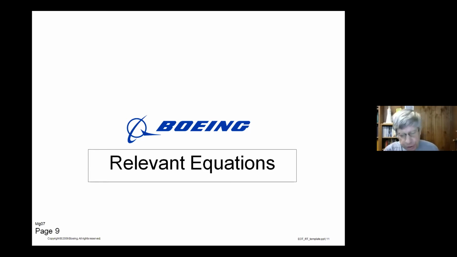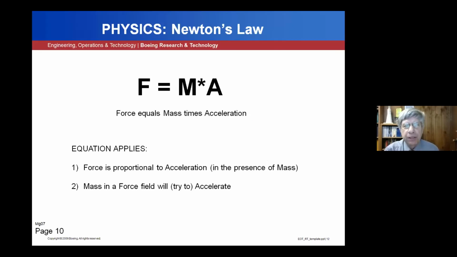These are the ones that apply to the math modeling. Starting off with F equals ma, which is a standard one from the physics book, that force is equal to mass times acceleration. The equation applies to the analysis in two ways. First, it shows that in the presence of mass, force is proportional or equivalent to acceleration, mass being the constant of proportionality. And second, if mass is placed in a force field, it will try to accelerate unless it cannot move, in which case you have a block force.